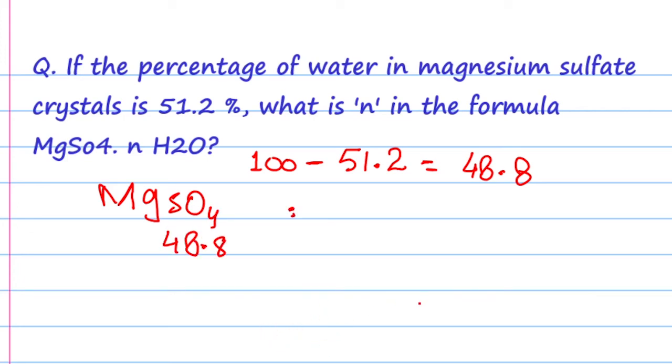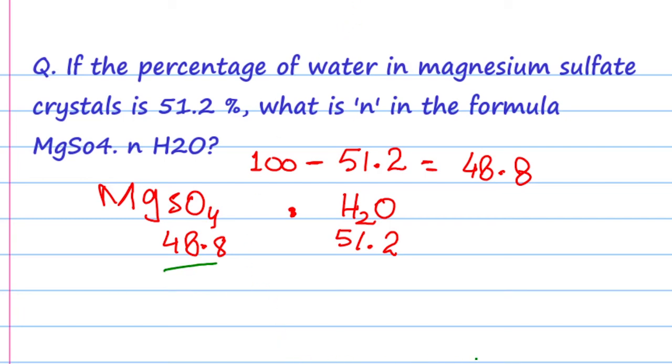So in the anhydrous salt, magnesium sulfate has the value 48.8, whereas water has the value 51.2 gram. Again, I'm repeating that when we say that the percentage of water in the crystal is 51.2%, we mean that 100 gram of crystals contain 51.2 gram of water. So the difference, 48.8 gram, is the mass of magnesium sulfate.